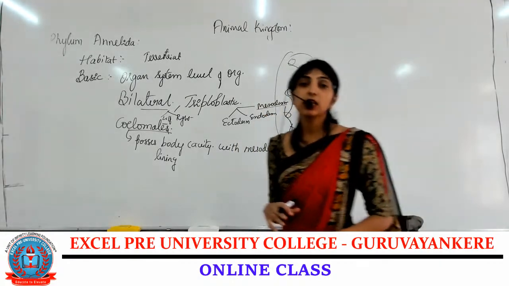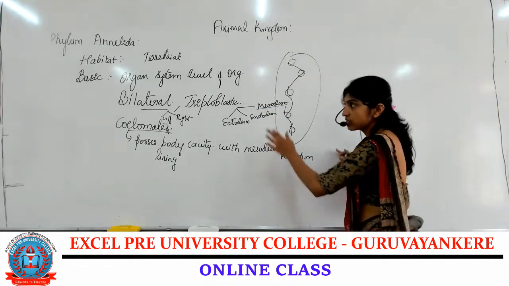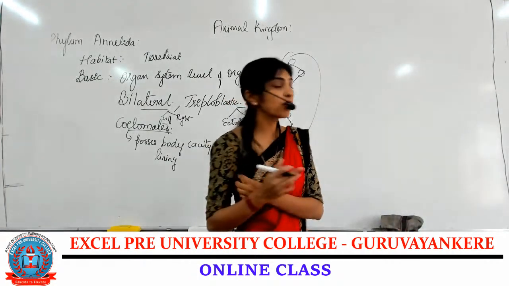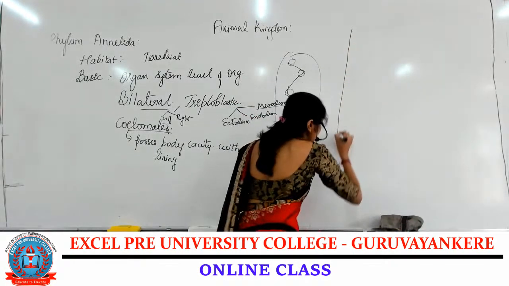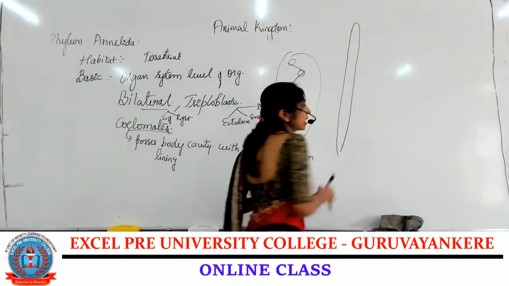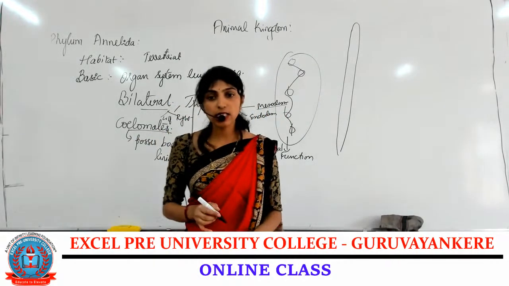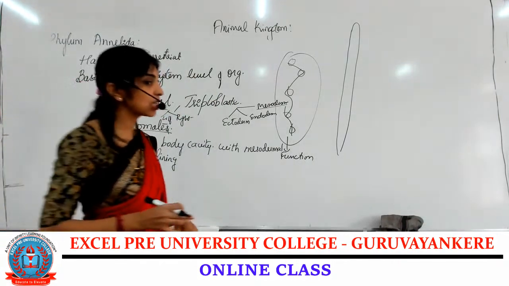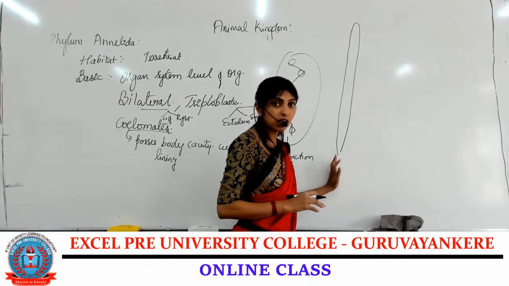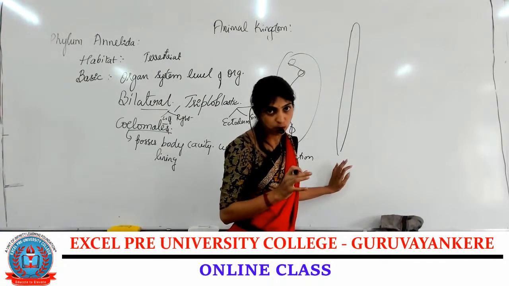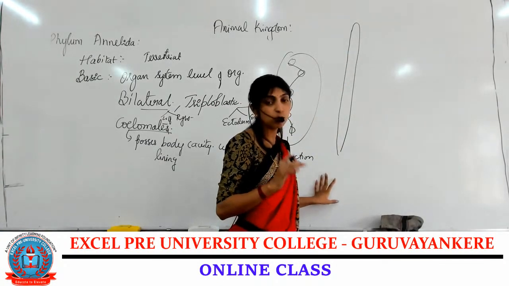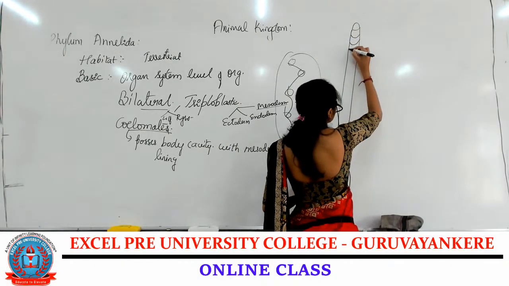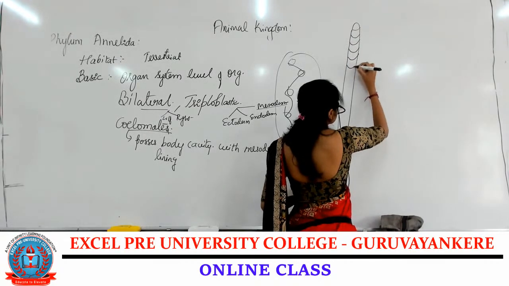Coelomates. Now coming to the next one, this is the basic level of organization. Coming to the body, what type of body do they have? They also have an elongated, cylindrical body. The organism belonging to this phylum has an elongated cylindrical body, and the body of the organism is divided into segments.